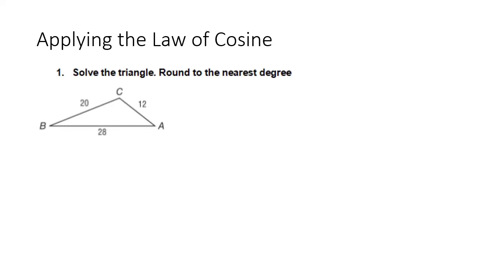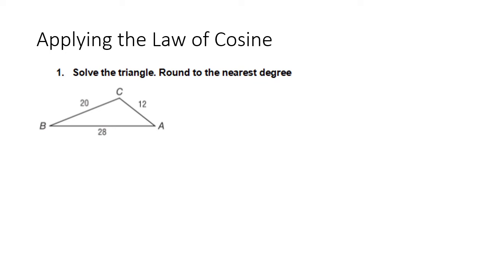All right, so here's an example. We're going to solve the triangle, round to the nearest degree. Of course, when we say solve the triangle, we need all sides and all angles accounted for. Now, we're starting off side, side, side, so you know we're going to use law of cosine. And we have all three sides already, meaning we need to find all three angles.